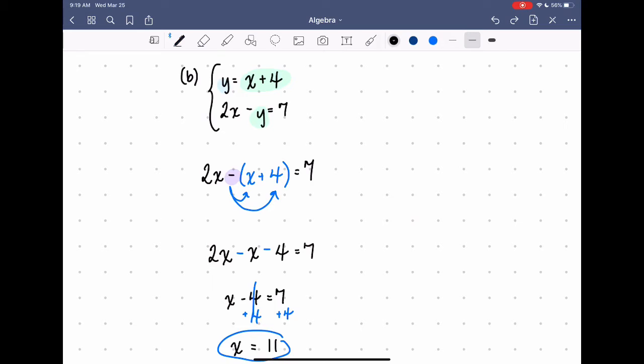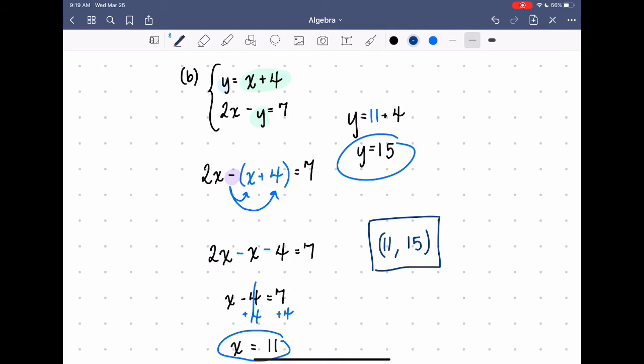So if I take that x value and I plug it into my equation, I have y equals 11 plus 4, which is just 15. So I know my two values, and I can write that as an ordered pair, which would be (11, 15), and that would be my final answer.